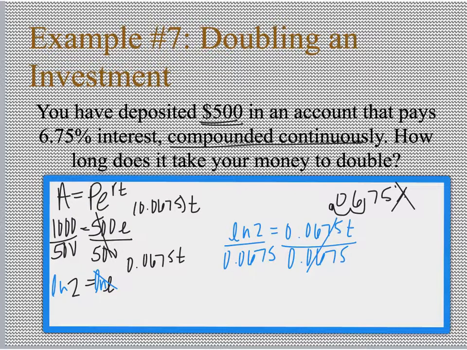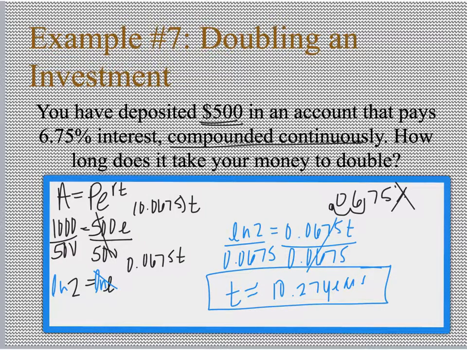So t is going to be about, if you type that into your calculator, 10.27 years. So it's going to take about 10.27 years for that person to double their investment at 6.75% interest.